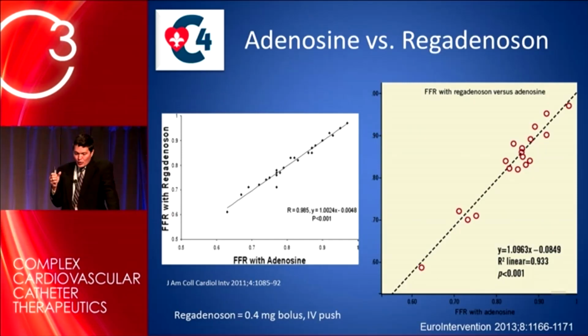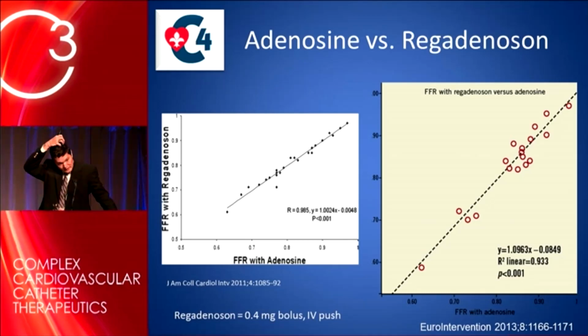The A2A analog, regadenoson, or Lexiscan, has also been compared with IV adenosine in 2 different studies, the third of which just got submitted as an abstract to TCT today. I know that because I submitted it. But you see an excellent correlation of the ability to measure fractional flow reserve with an IV push of regadenoson versus an IV infusion of adenosine.